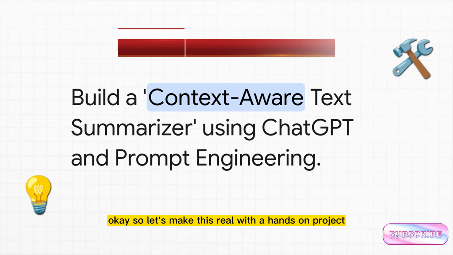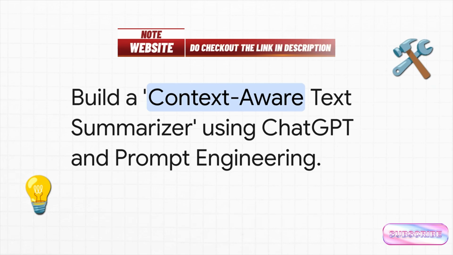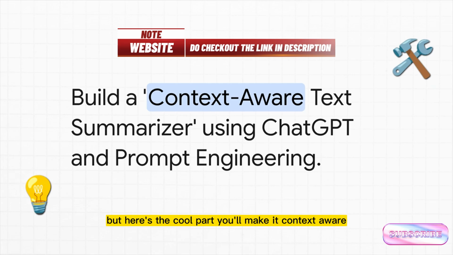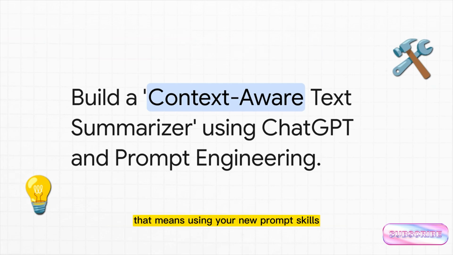Okay, so let's make this real with a hands-on project. You're going to build a text summarizer. But here's the cool part. You'll make it context-aware. That means using your new prompt skills to make it summarize the same document differently for, say, a CEO versus an engineer. This project really makes all these concepts click.